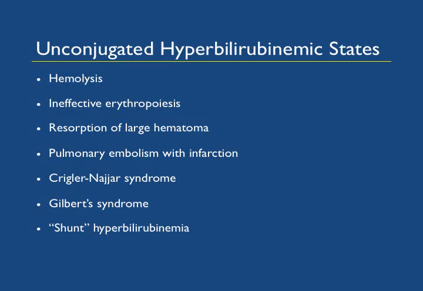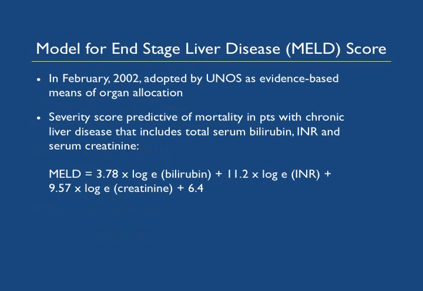In the pediatric population, Crigler-Najjar syndrome, Gilbert syndrome, and a disorder known as shunt hyperbilirubinemia, in which, as a result of either surgical or spontaneous portosystemic shunts, first-pass metabolism of unconjugated bilirubin is decreased. In February 2002, the MELD score, or Model for End-Stage Liver Disease, was adopted by the United Network of Organ Sharing as an evidence-based means of organ allocation.